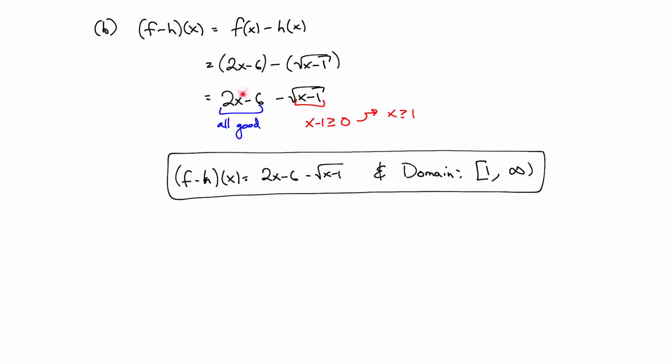Because the first piece, no problems. The only thing that's an issue is we need to make sure that x is greater than or equal to 1. So on a number line, that would be from 1 to positive infinity. And that will be part B.